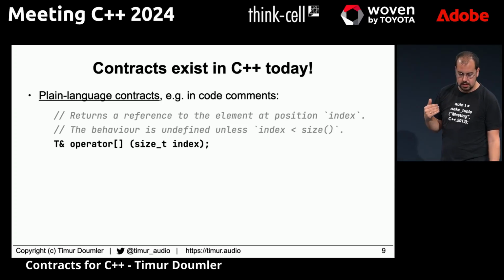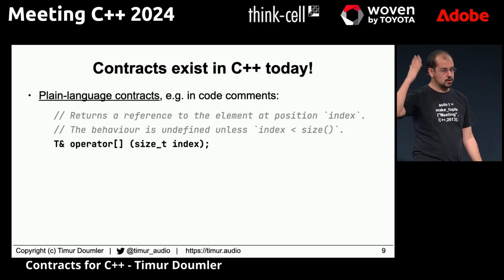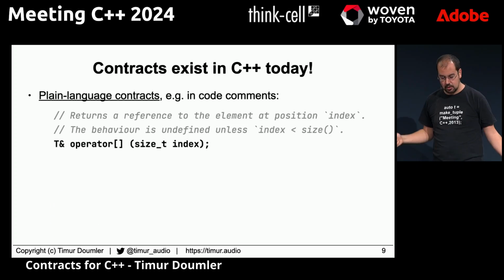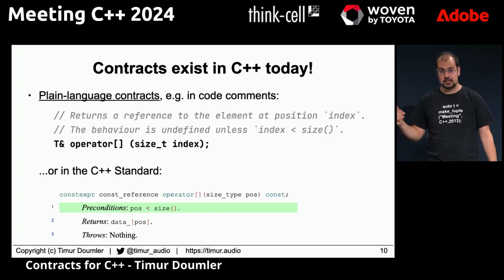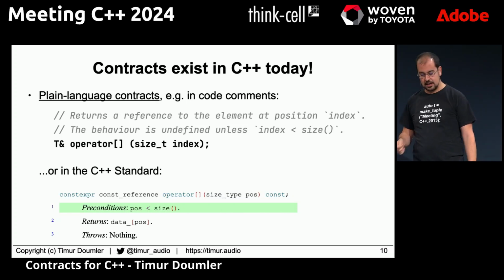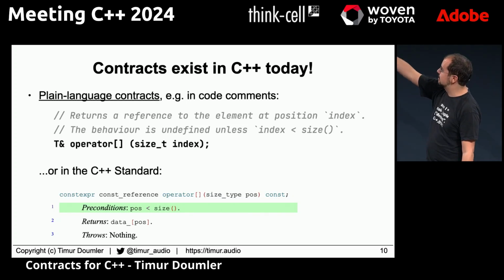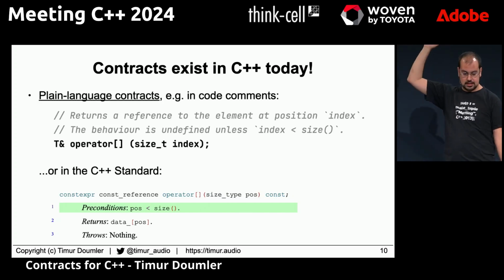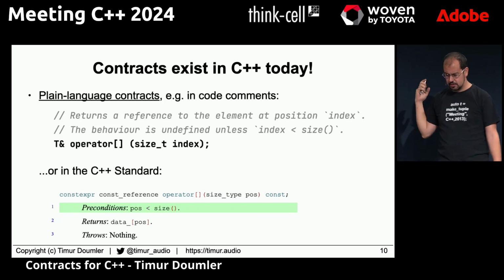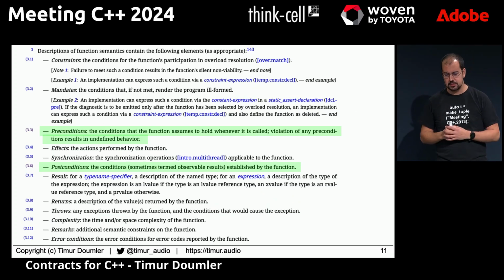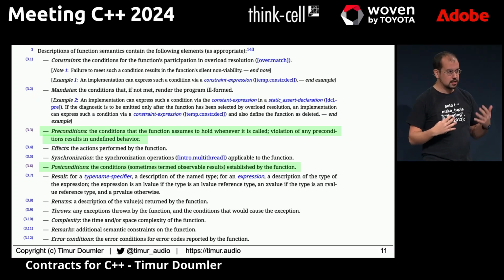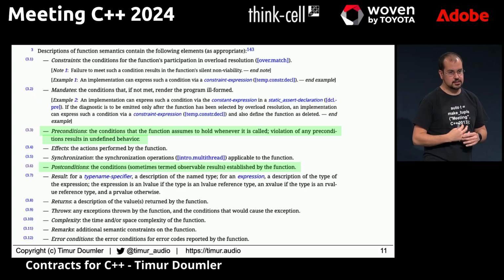And typically, we document this plain language contract in the form of a comment in the code, or sometimes in a separate document. For example, the C++ standard actually specifies preconditions and postconditions for all the functions in the standard library. So that's just in the standard document. It says preconditions pos smaller than size for this particular function here. Standard also goes on to specify what preconditions and postconditions are. That's actually interesting. You can define this slightly differently, what happens when a precondition is violated, and we're going to talk about that later.